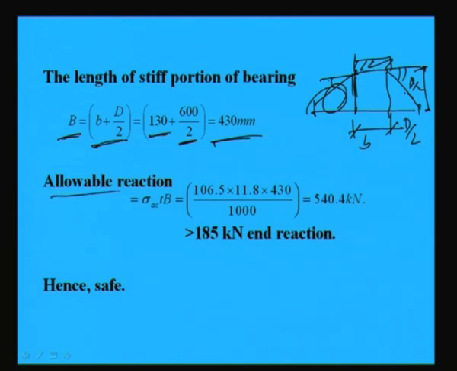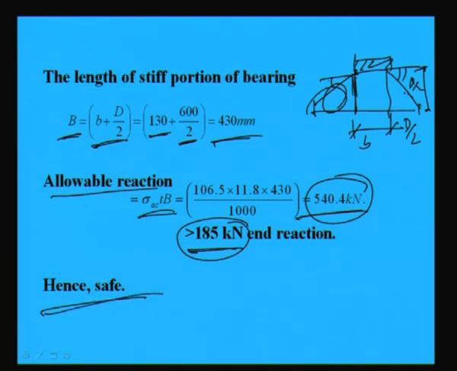Now, can we find the allowable reaction? Allowable reaction is sigma AC into T into B. If we put sigma AC as 106.5, T as 11.8 and B as calculated 430, and divide by 1000 to make it kilonewton, it is coming 540.4 kilonewton, and our end reaction is 185 kilonewton, which was given. So the allowable reaction is 540.4 kilonewton and the end reaction is 185 kilonewton. This means the design is safe, whatever section we have given is safe against buckling.